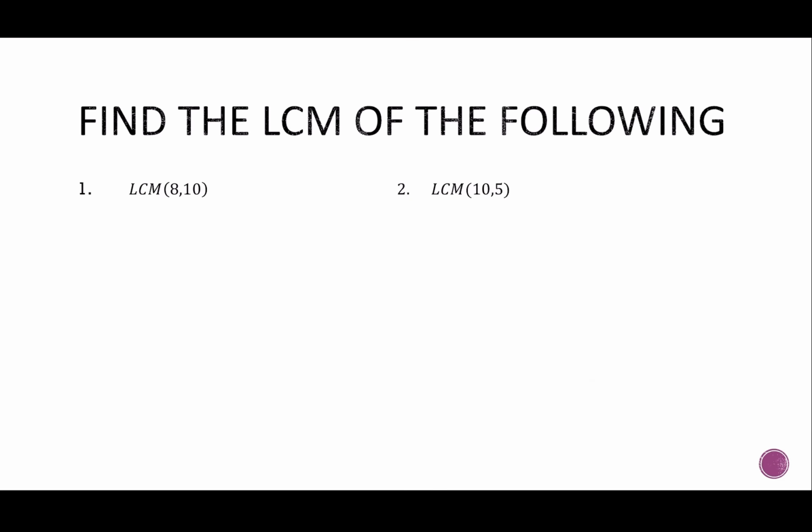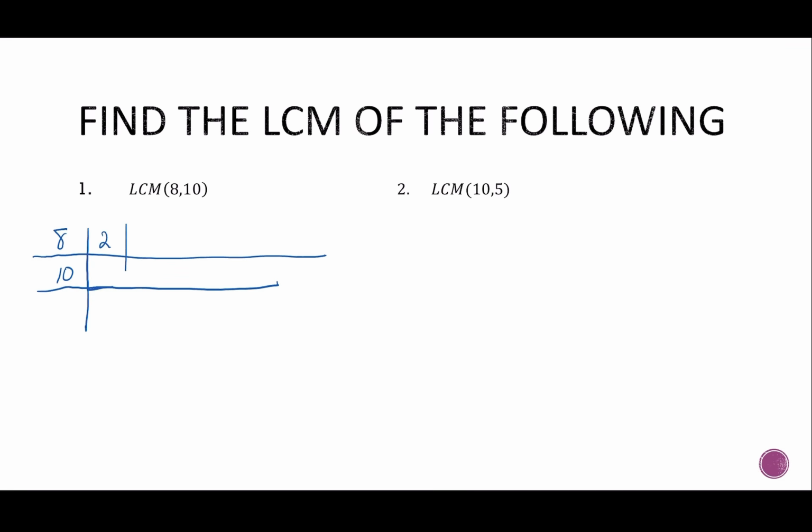So let's find the least common multiple of 8 and 10. First I need to write out all the prime factors of 8 and all the prime factors of 10, and then I can collect them. And if you aren't quite sure how to find all the prime factors of 8 and 10, it'd be a good idea to go back and watch the video on prime factorization.